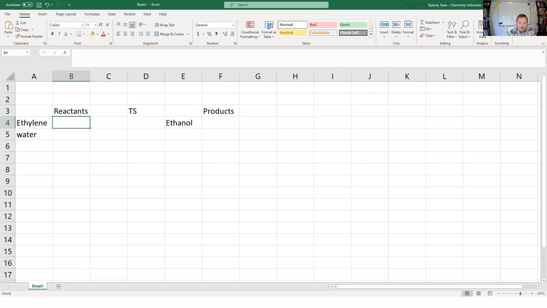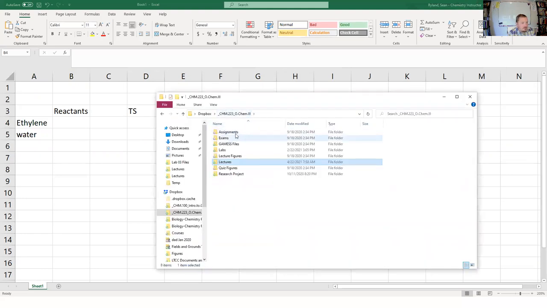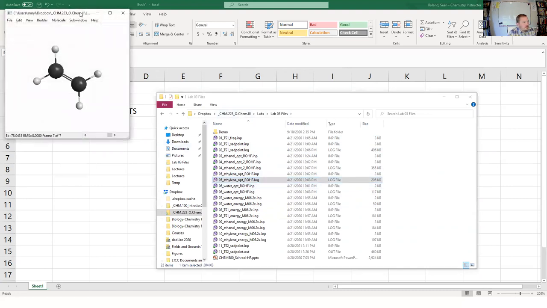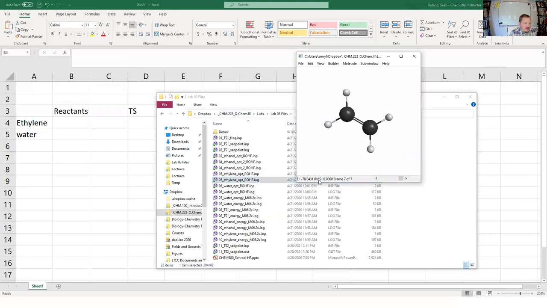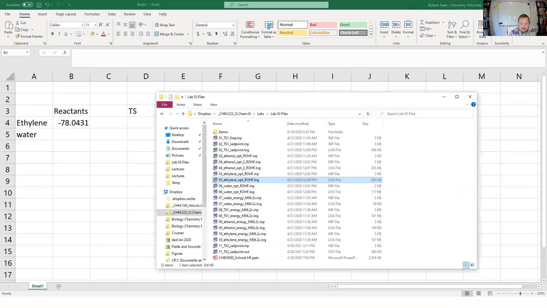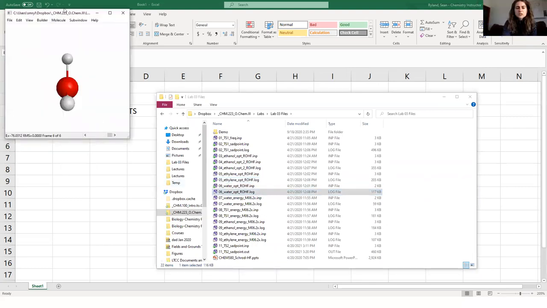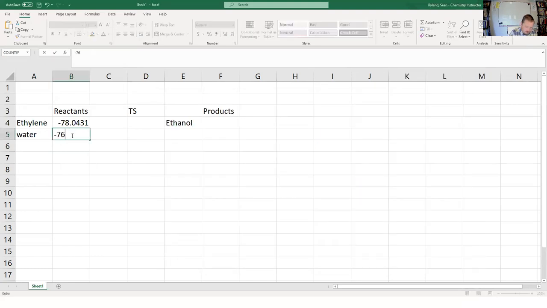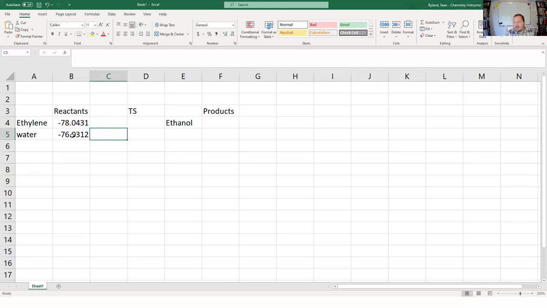I will open up my old files here. Let's look at the water, the ROHF. When I plug this in, I got for ethylene negative 78.0431. Sorry, Sean, is ethylene and ethene the same thing? Yes, sorry. Ethylene's just the common name for it. Water, I got negative 76.0312. Your numbers might not match mine exactly, but they should be pretty close.